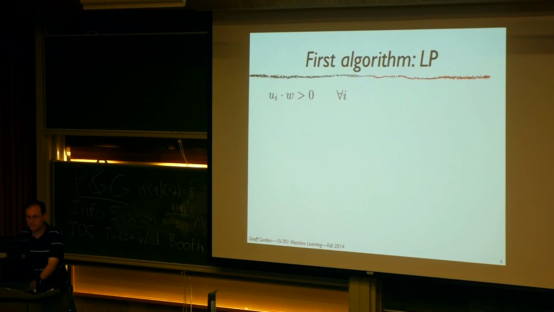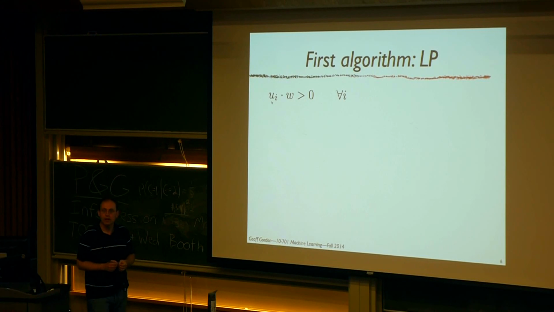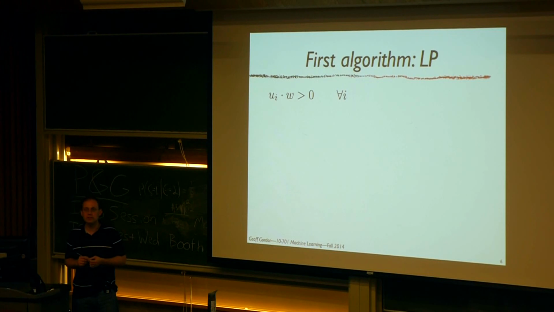So that's the notation. All right, so now, this is just copied from the previous slide. We want ui dot w to be bigger than 0 for all i, right? This is saying I don't make an error on the ith training example, which is a good constraint to have. And so the first algorithm that we're going to consider for finding a w that satisfies these constraints is linear programming, right? So those of you who have seen linear programs before, the idea is that you give them a bunch of linear constraints and they find a vector that satisfies them for you.